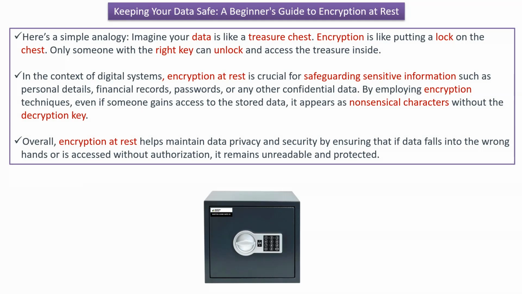In the context of digital systems, encryption at rest is crucial for safeguarding sensitive information like personal details, financial records, passwords, or any other confidential data. By employing encryption techniques, even if someone gains access to the stored data, it appears as nonsensical characters without the decryption key. Overall, encryption at rest helps to maintain data privacy and security by ensuring that if data falls into the wrong hands or is accessed without authorization, it remains unreadable and protected.